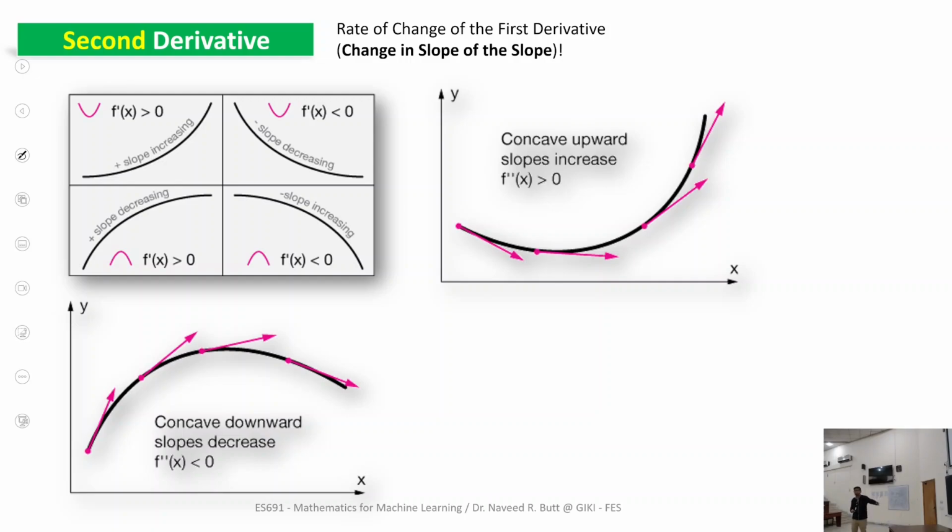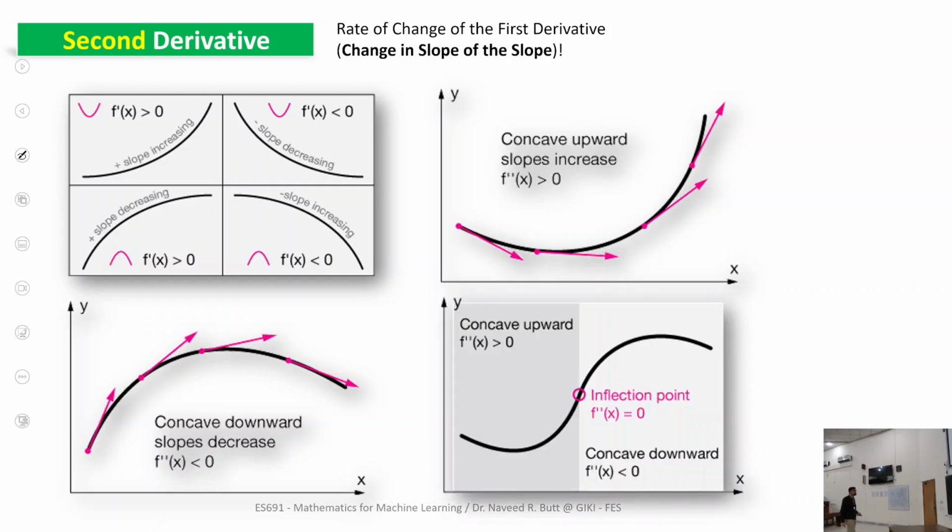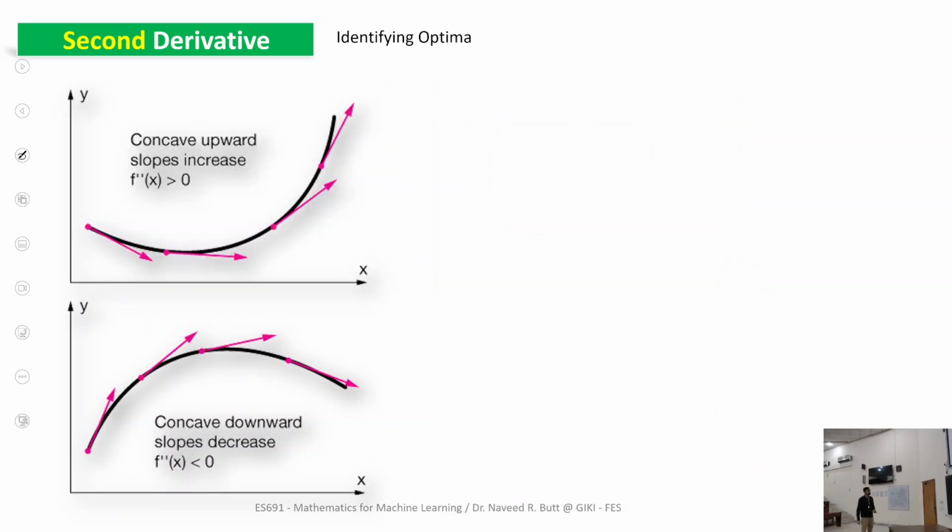Of course, further ahead it will start changing again, but we are only interested in that curved part. So if we study the slope of the slope now, we are not looking at the curve itself, we are looking at the slope of these pink arrows. The pink arrows are the derivatives. So we are looking at the slope of the slope function, right. And if we look at that, of course there is the inflection point.